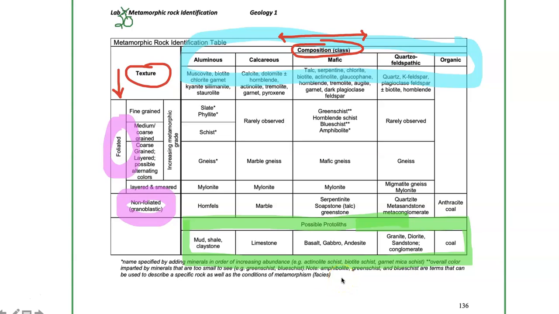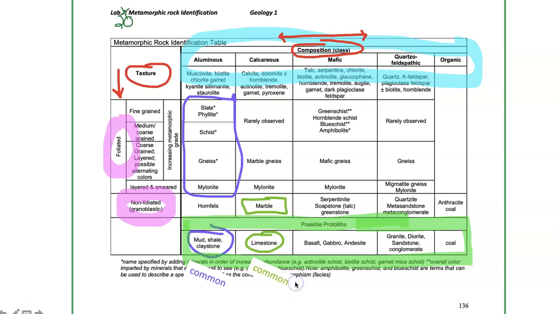So I'm going to indicate some of the more common metamorphic rocks. Under the aluminous category, this whole series is quite common. We usually get slate, which can turn into a phyllite at a higher metamorphic grade. It could go then to a schist, or a gneiss, or even a mylonite. This indicates increasing metamorphic grade as you go down the column. For the calcareous group, we tend to have marbles, which come from limestone, and because their chemical composition is so simple, we don't have a whole lot of different minerals in them.